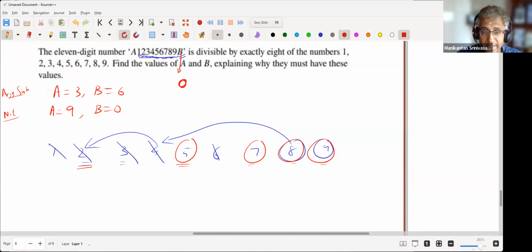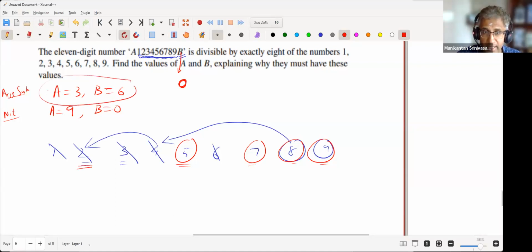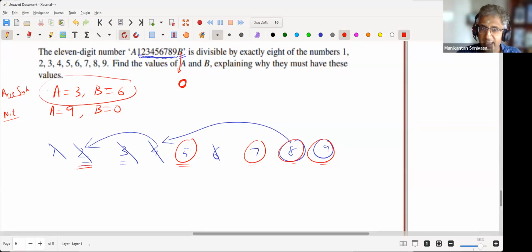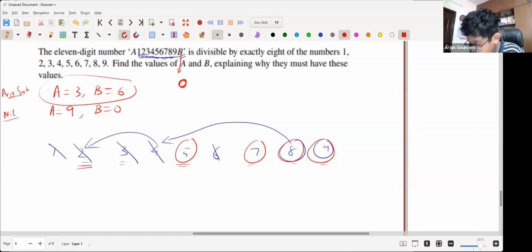Sorry, Arjun, you're saying you verified this number starting with 3 and ending with 6 is divisible by 7. You verified that? Yes, sir, I think so. All right. Okay. All right.